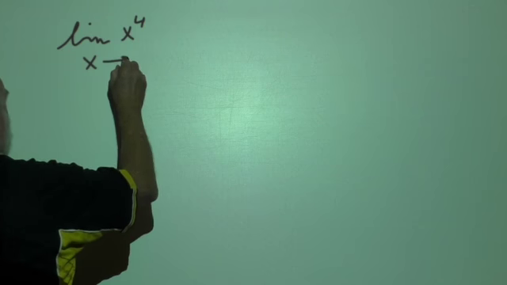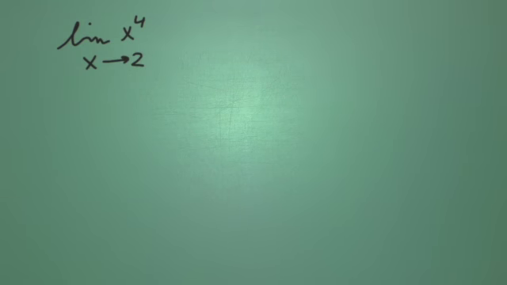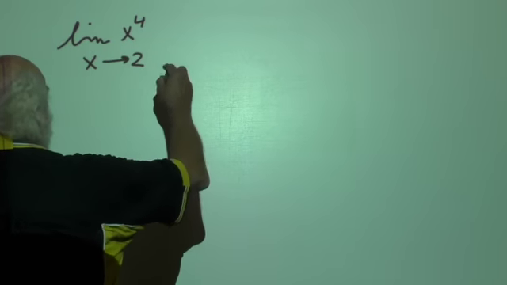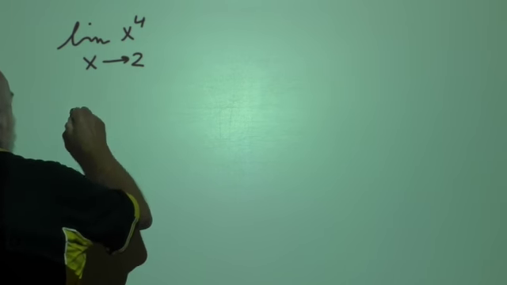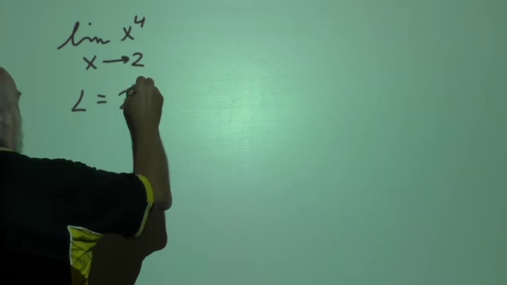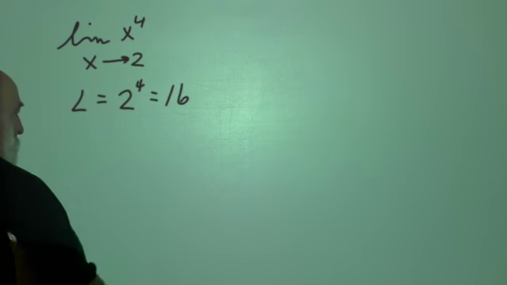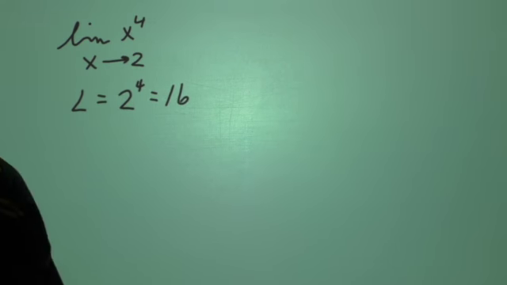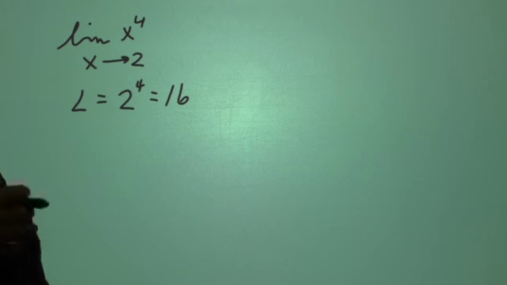For the first one, we have the limit of x to the fourth as x approaches 2. Well, according to the exponential value of your limit, all you have to do is plug in the 2 there, and the limit then is going to be equal to 2 to the 4th power, which is 16. So in problems like this, it's plug and play. Just plug in the number and get the answer.